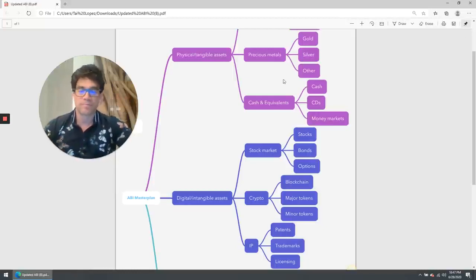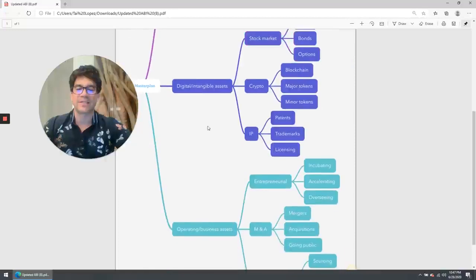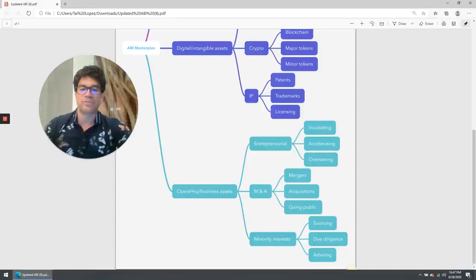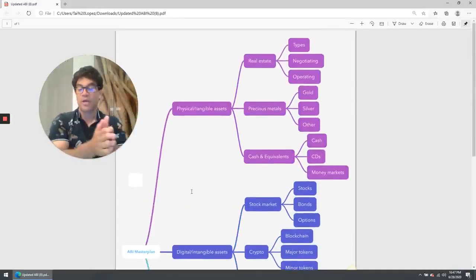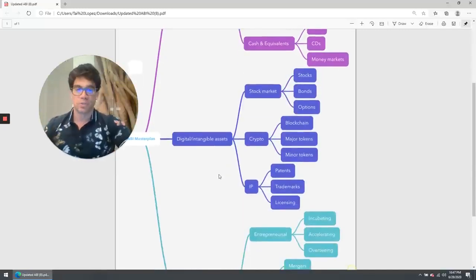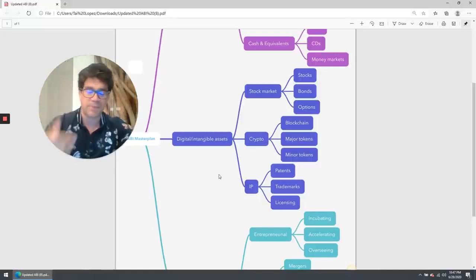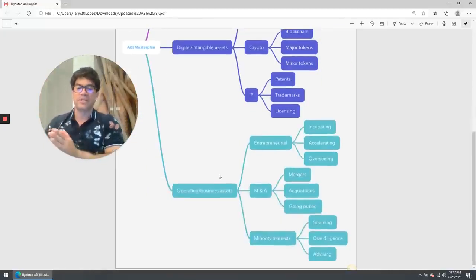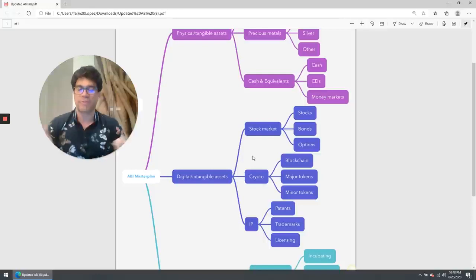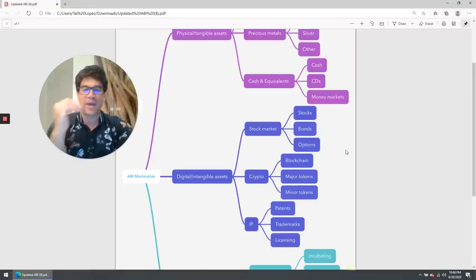So you have physical / tangible assets. You have digital / intangible assets, and then you have operating / business assets, okay? And then each of those break down into three subcategories. So physical assets, you have real estate, precious metals, cash and cash equivalents. Digital assets, you have stock market, crypto, and IP. IP stands for intellectual property. And then under business assets, you have entrepreneurial business assets, M&A, so that's merger and acquisition, and then minority interests. And each of those break down into three subcategories. So you have 9 main ways you can invest your money, and each of those 9 break down into 3. So, it starts to add up, but I don't want to overwhelm you.